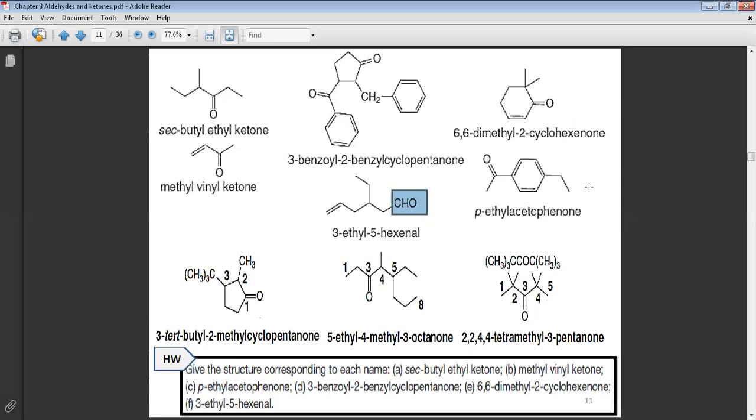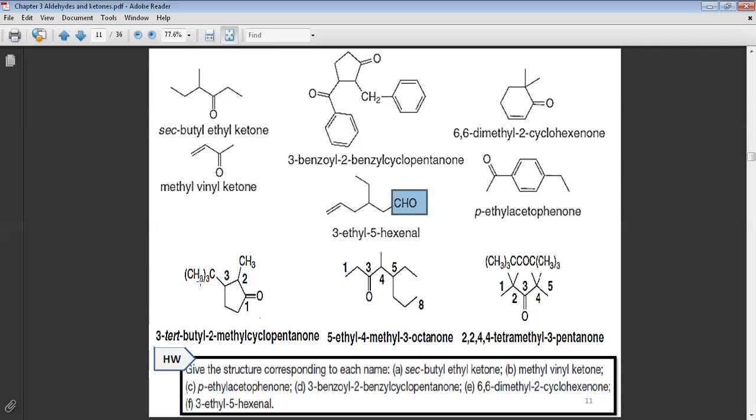Para-ethyl, look at this. This is the para-ethyl. This is the acetophenone. This is the phenone. Para-ethyl acetophenone. This ketone. Para-ethyl acetophenone. And this is the same thing here.